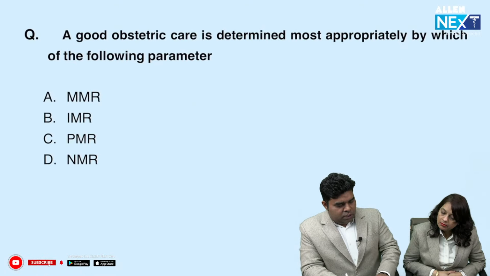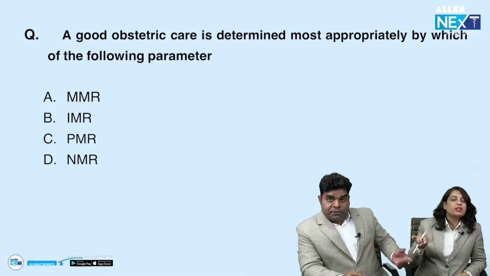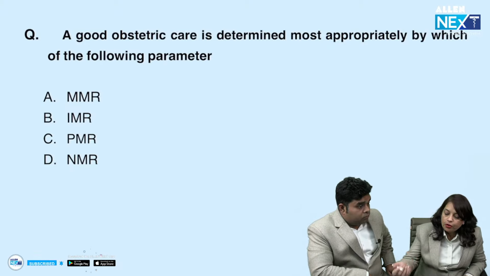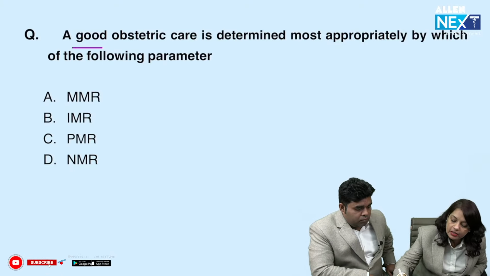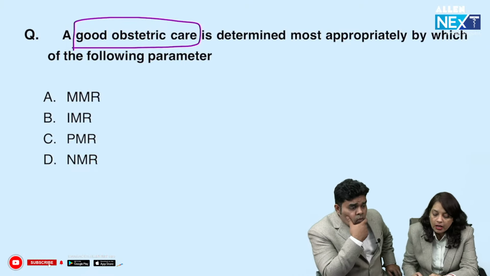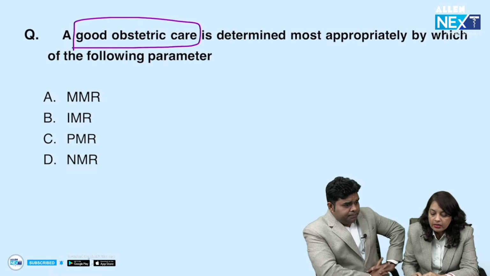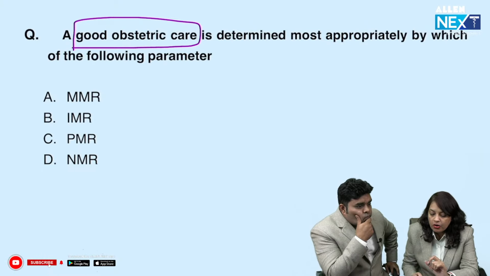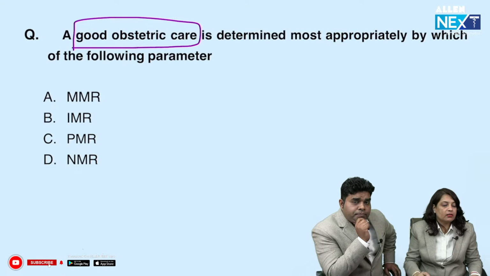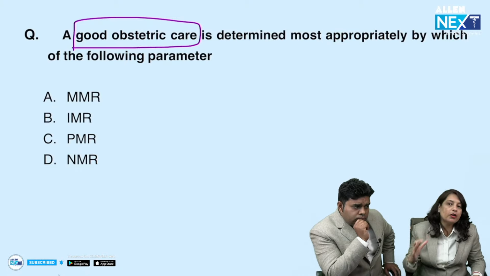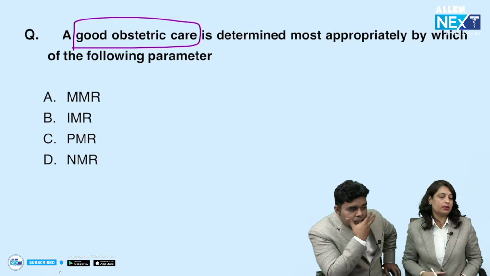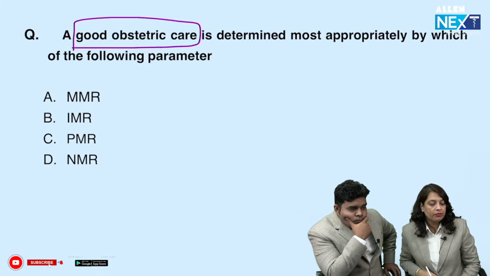Now coming to the question: good obstetric care is determined most appropriately by which of the following parameters? You should read the question very carefully. Is it MMR, that is maternal mortality rate? Please do give an answer. Infant mortality rate, perinatal mortality rate, or neonatal mortality rate? What do you think is the correct answer? This is a very, very important question, and it has been asked in most of the exams. And students often mark it wrong.